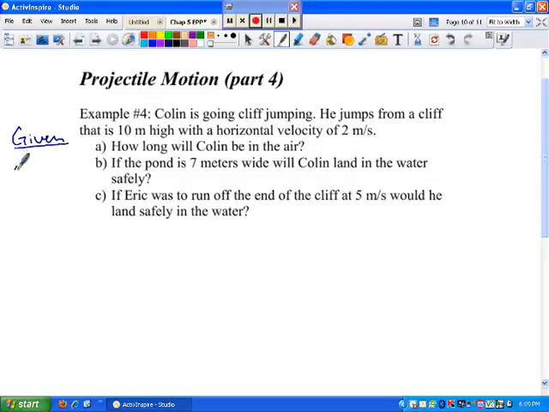So with that out of the way, we begin to pull out our given information. Delta y, again, our height, is equal to 10 meters. And we're given a horizontal velocity of 2 meters per second.